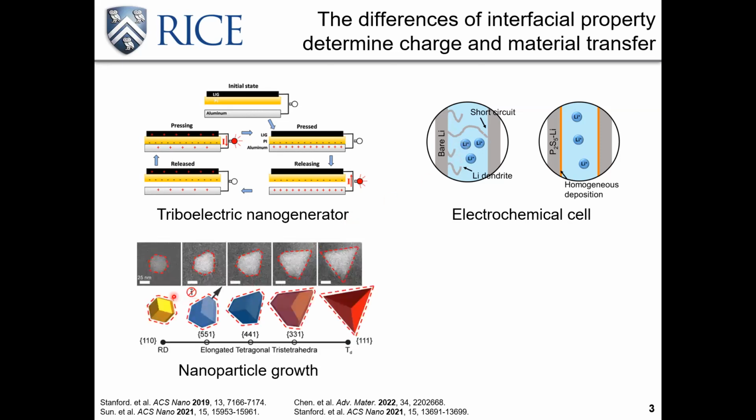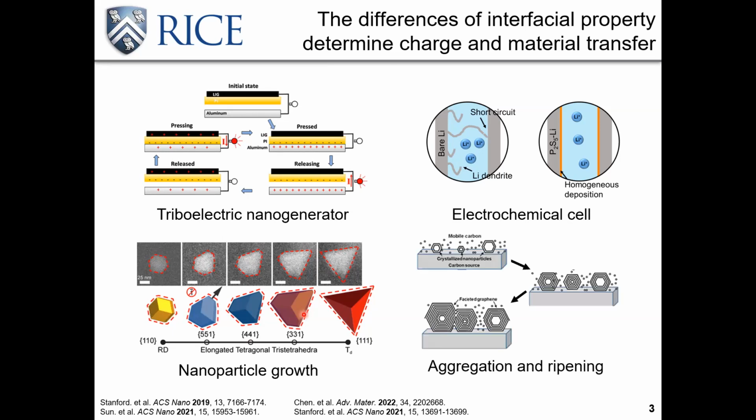Besides, the interfacial energy can control the facet of the nanoparticle during the growth. As you can see, the shape of the nanoparticle can be changed during this growth. In the high temperature solid state reaction, the interfacial property can also mediate the growth and the aggregation of the particle, like the Ostwald ripening, which describes that the small particle can be merged into big particle during this annealing process.